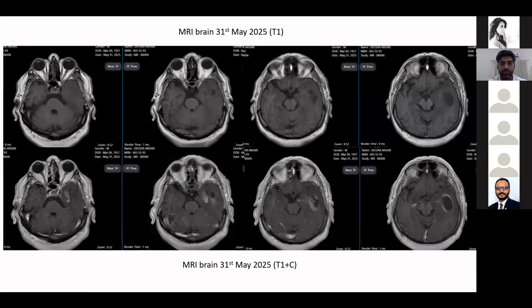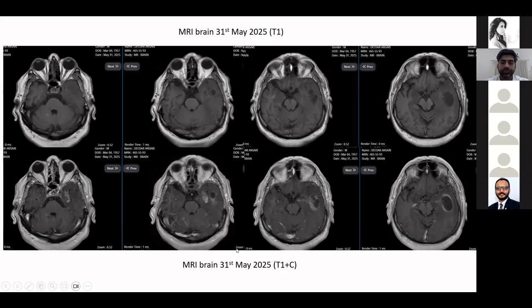These are the T1 sequences. I think the top row is the unenhanced T1 and the lower row is post-contrast T1. We can see that there is heterogeneous enhancement in the lesion, and the enhancement is an infiltrative type, showing the aggressiveness of the lesion. However, we do not appreciate any significant enhancement in the contralateral lobe, that is on the right side.